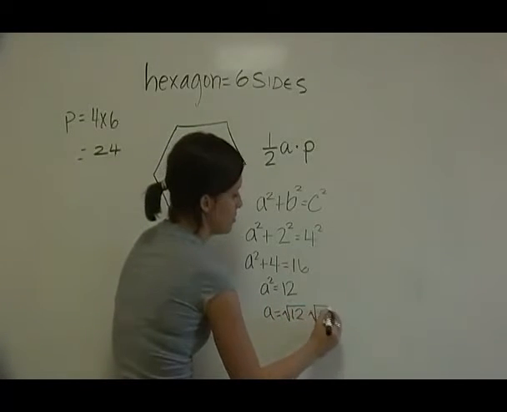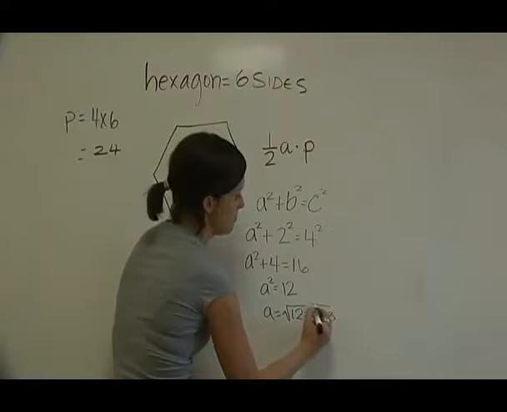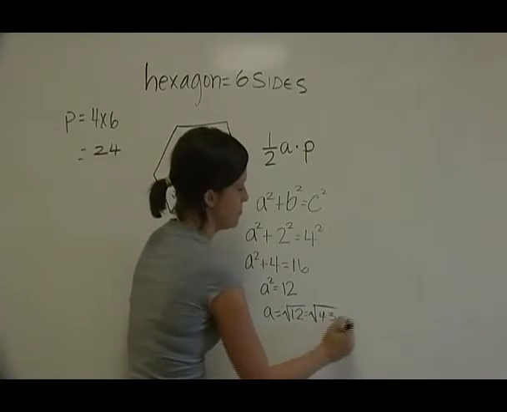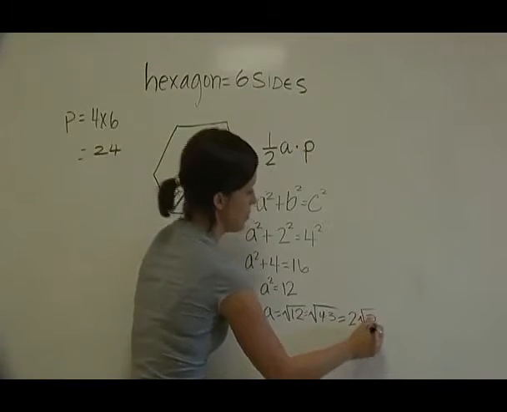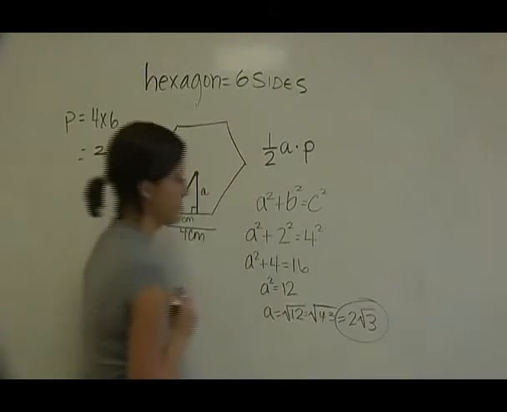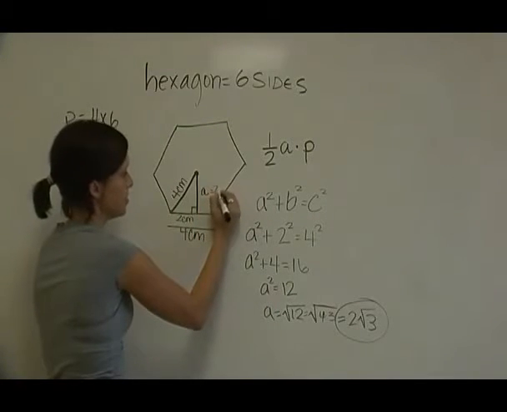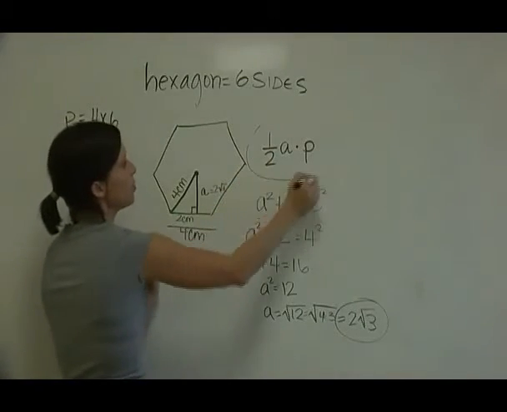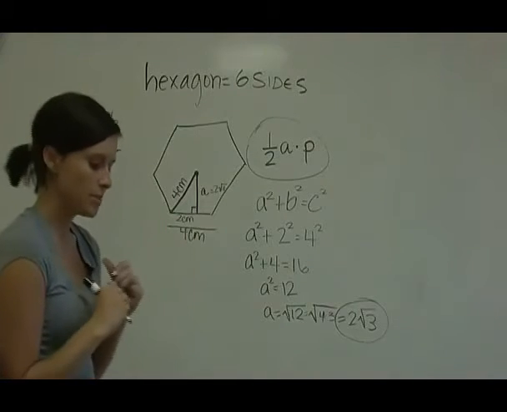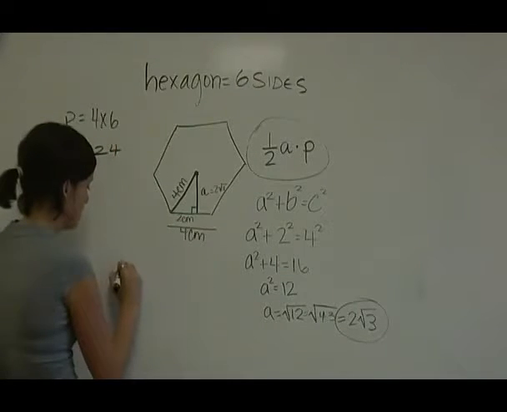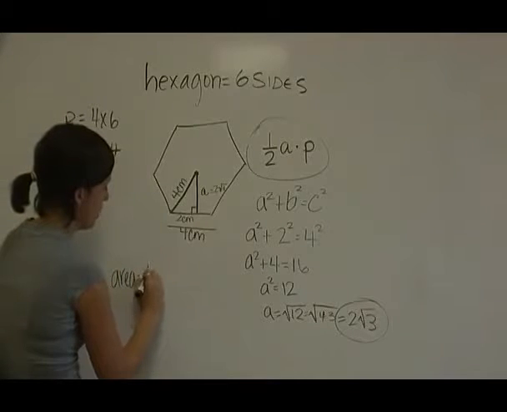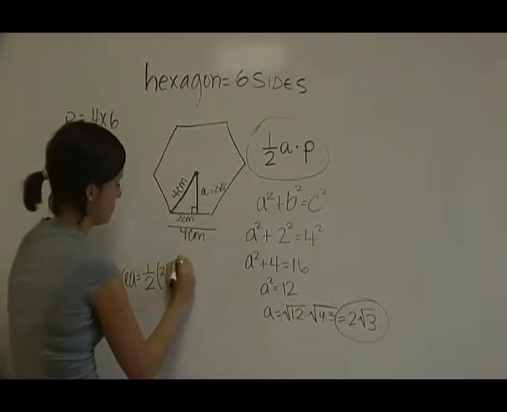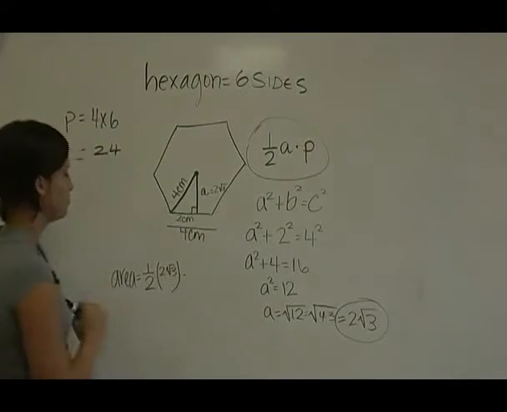Inside of your square root, 12 equals 4 times 3, and we know 4 is a perfect square. So the square root of 4 is 2, and inside your square root you have 3. So this would be your apothem. Apothem equals 2 square roots of 3. Now we have everything to plug into our formula to find the area of our hexagon. So let's plug it in. The area equals 1/2 the apothem, which is 2 square roots of 3, times our perimeter, which is 24.